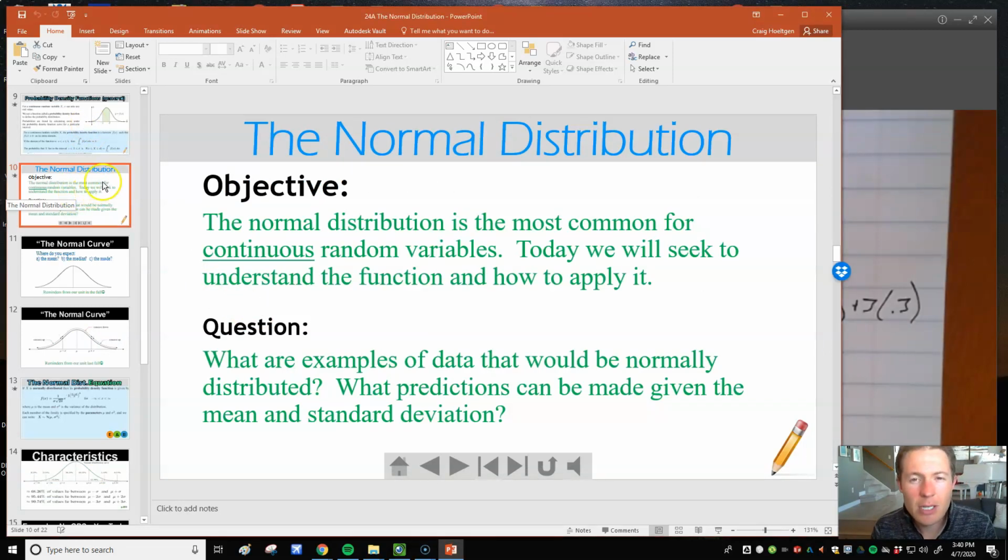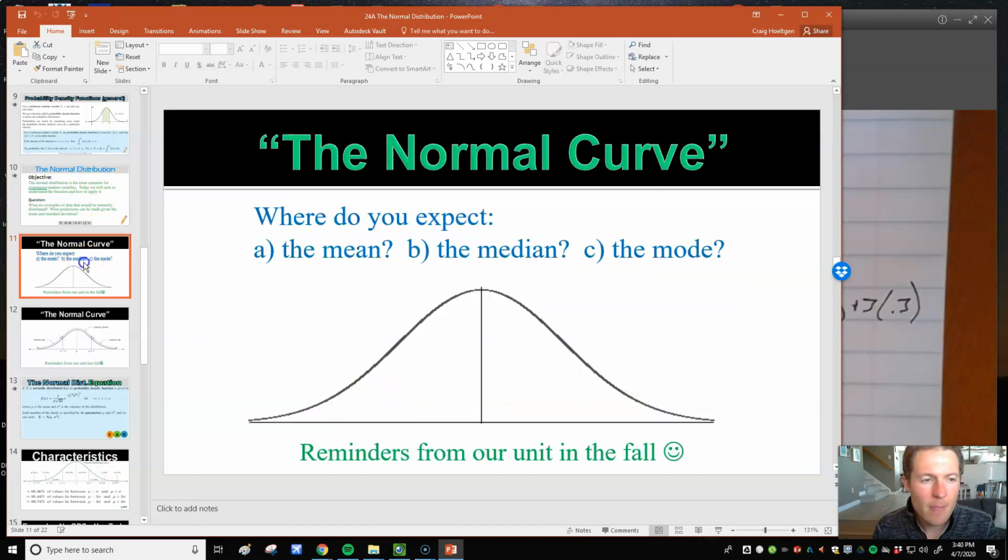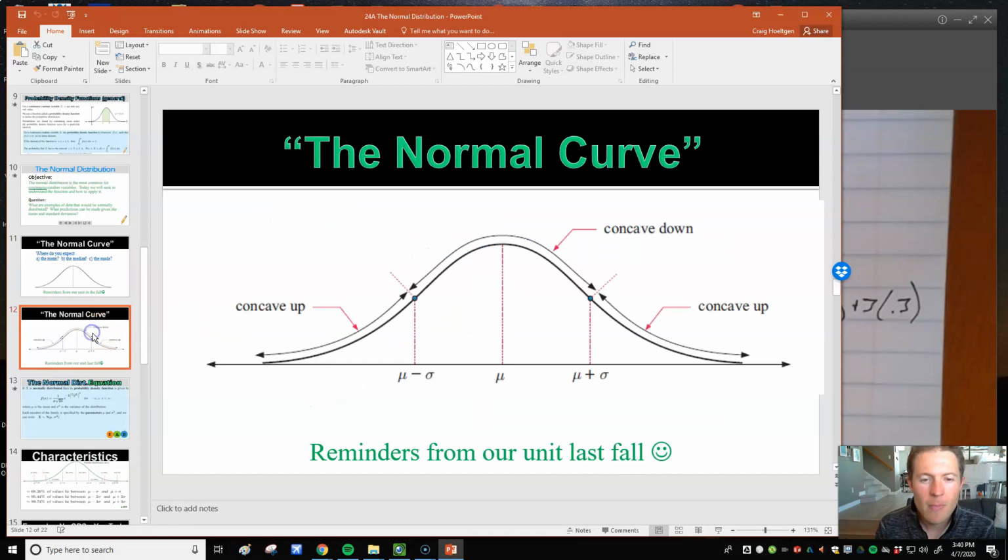Now specifically we're looking at the normal distribution, which we saw a little bit in the fall. A couple quick reminders. So here it's the symmetrical distribution that occurs generally when you have normal things that are being measured. Our mean, median, mode, where would those be? Hopefully you're thinking these are right here, dead center for a symmetrical distribution.